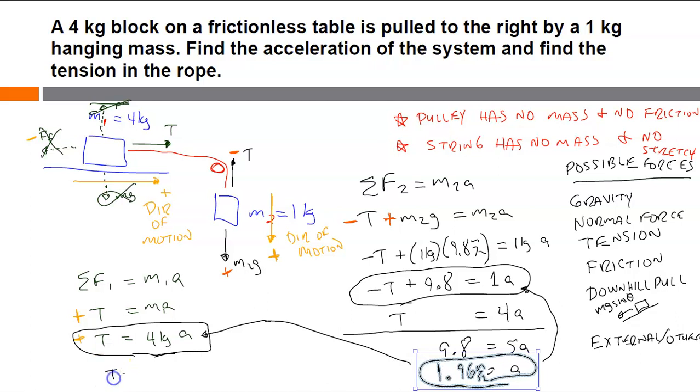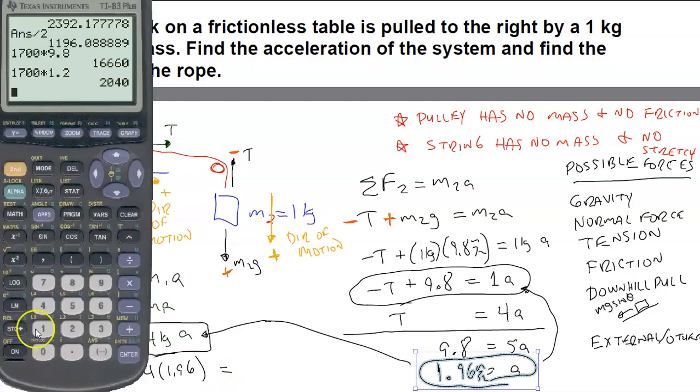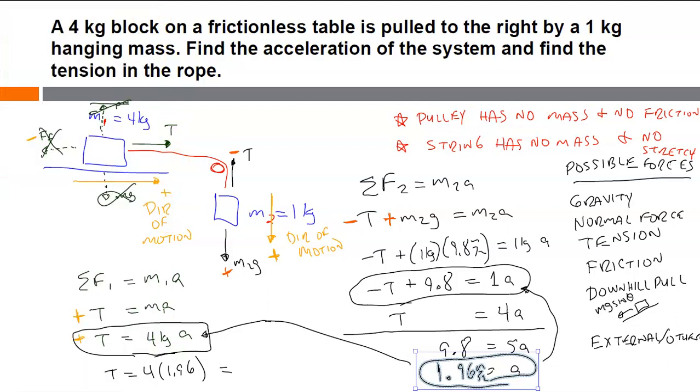So I'm going to say T is equal to 4 times 1.96, and that's going to be 7 point something, a little bit less than 8. 4 times 1.96 is 7.84. And now I've got my tension. All right. So that's what you want to do there.